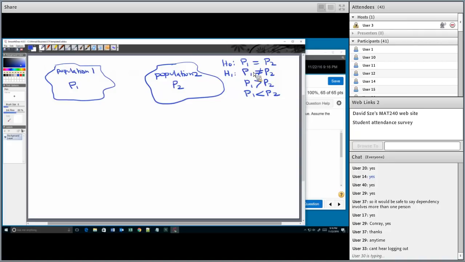So remember last week we were testing whether this proportion is equal to some value. Remember that? And then the alternative was that it's not equal to that value, or is greater than that value, or less than that value. This time we're just testing proportions against each other. This is the only difference, okay?